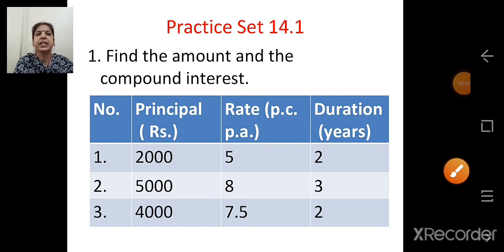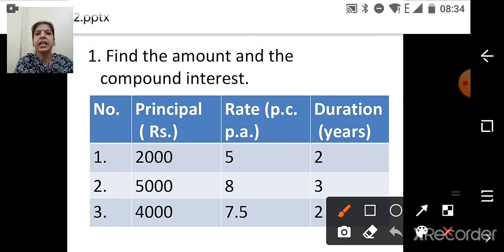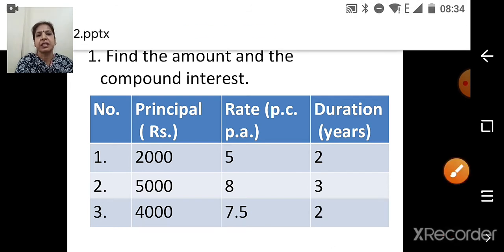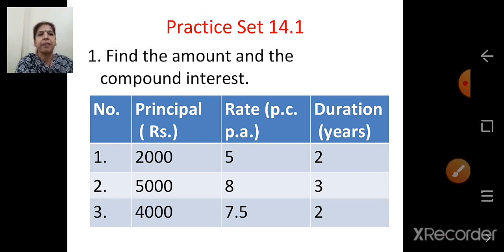Let's continue with practice set 14.1. The first question is: find the amount and the compound interest. This first question is given in the form of a table. The first two sums of the table we have done. Today we will be doing the third sum. Here it is clearly mentioned: principal is 4,000 rupees, rate is 7.5, which is given in decimal, 7.5% per annum, and duration is 2 years. So we will solve this sum.